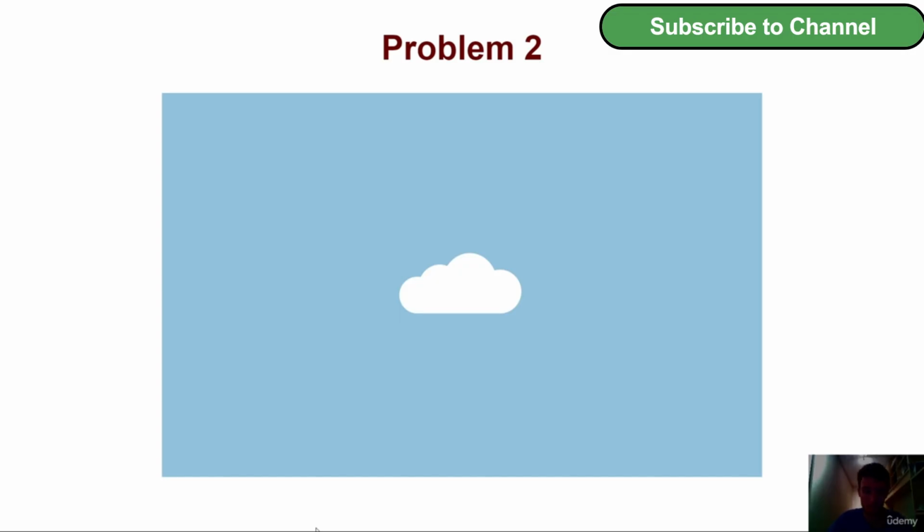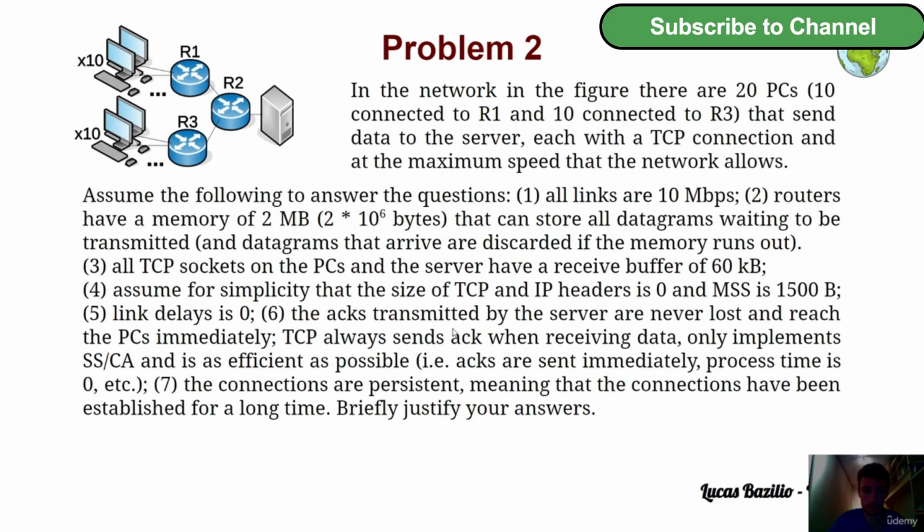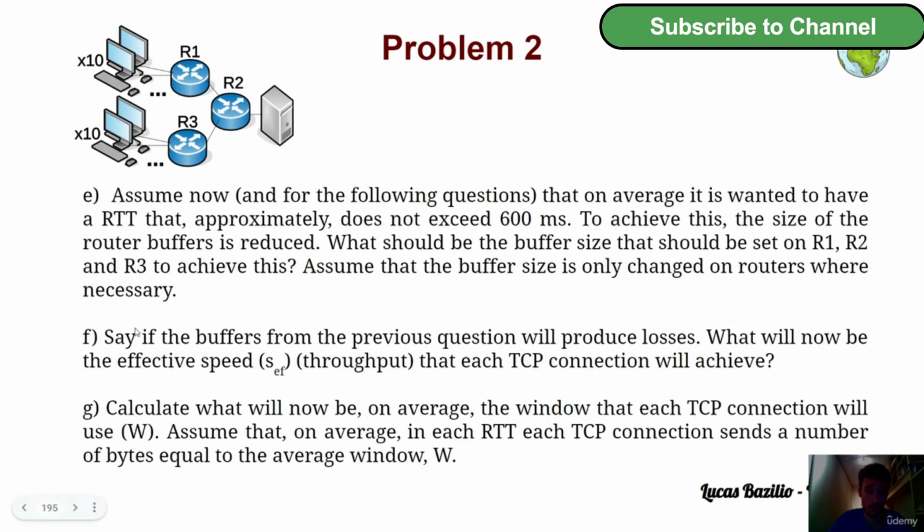In this lecture we will solve the question F of the problem 2. This question F says: say and argue if the buffers from the previous question, the question E, will produce losses, and also what will now be the effective speed, that is the throughput, that each TCP connection will have among all of the 20 TCP connections.